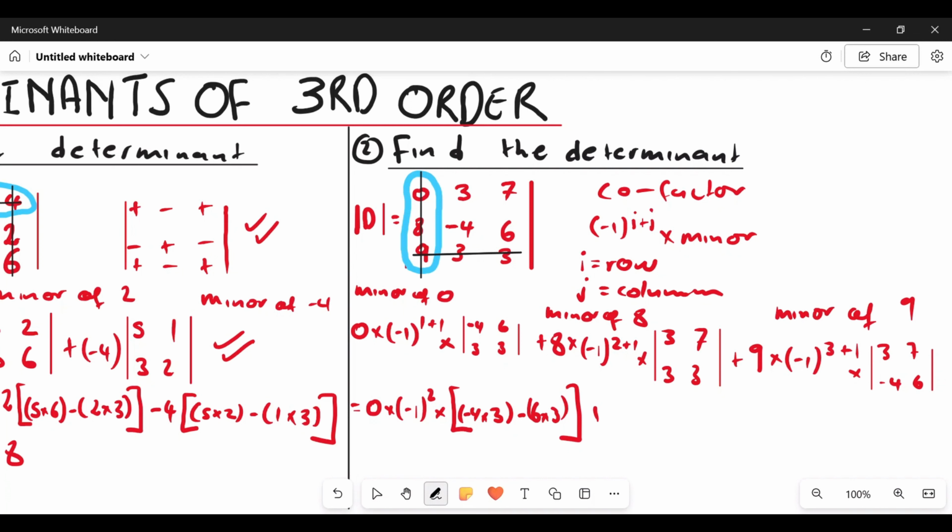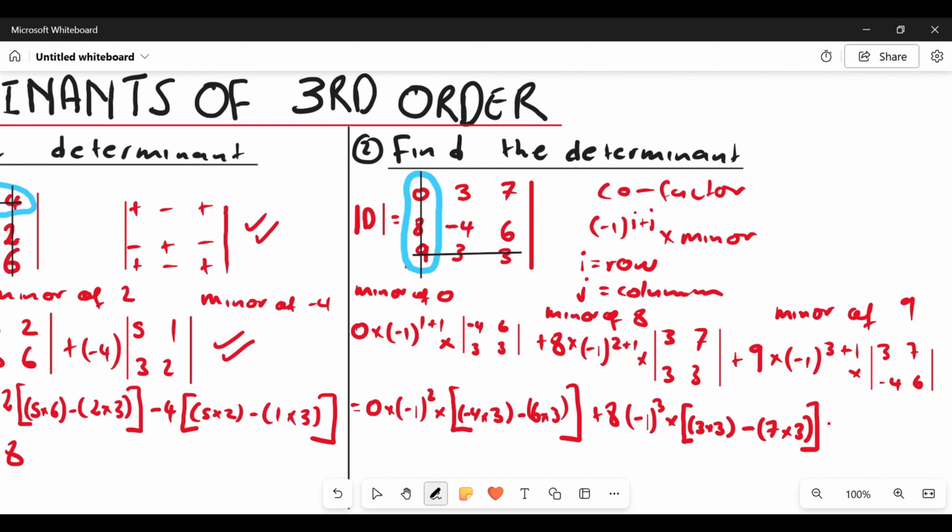Now the second one is going to be, let's not forget, 8. Now we're going to have negative 1 to the power of 3. Remember, 2 plus 1 multiplied by our determinant. Now our determinant on this square matrix here is going to be the first entry multiplied by the last entry, which is 3 minus 7 multiplied by 3. Right. Now we are done with this one.